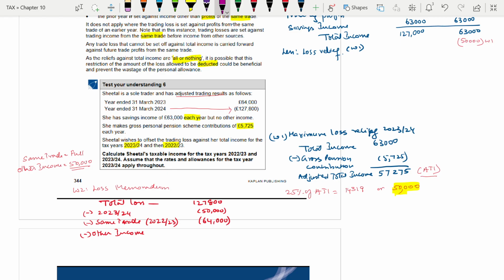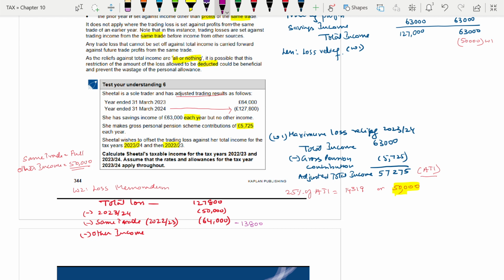127,800 minus 50,000 minus 64,000. How much is there? You have a balance of how much? 13,800. Fine. Balance is 13,800.